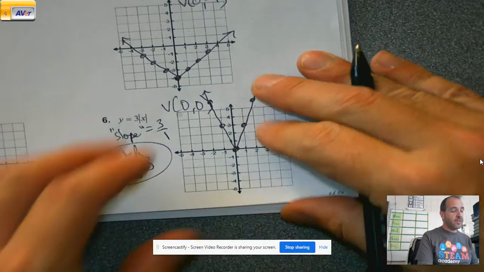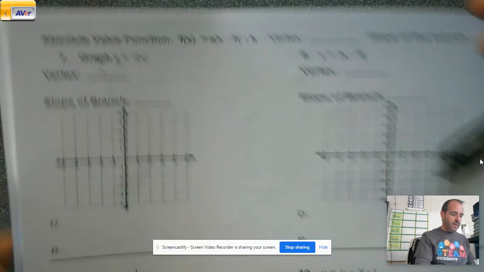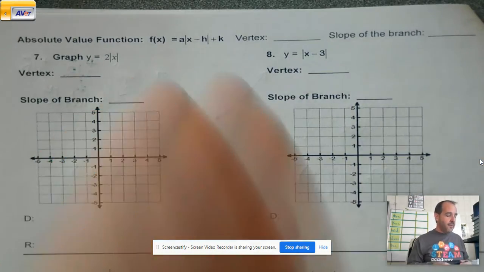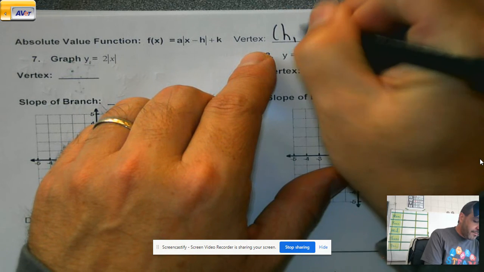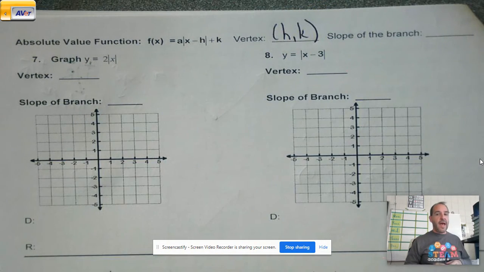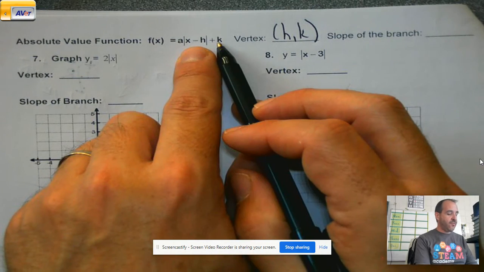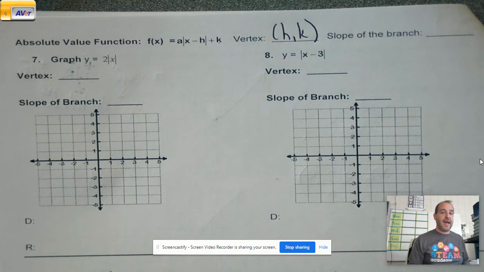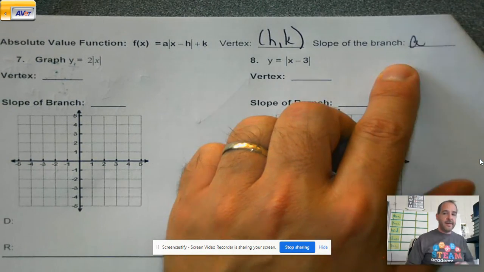So there's a lot of things we're trying to keep track of here. A little bit of a chunkier section here. We can take it in pieces. So here again is our absolute value function. Our vertex is going to be at HK. Now we saw here that if there are no left or right or up or down shifts, that means it's 0, 0, because I don't see H, I don't see K, we assume there's 0. And then the slope of my branch is the A value.